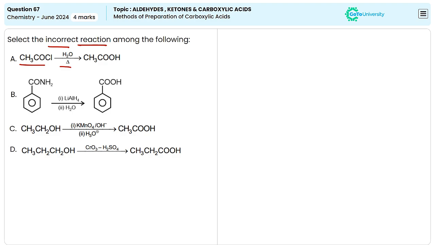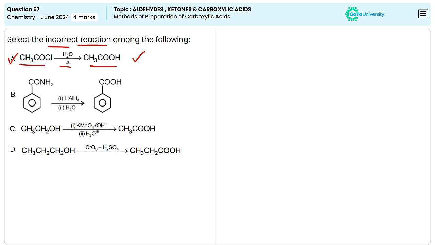On heating with water, they are producing acetic acid. This is a correct reaction because the acyl chlorides on heating with water can convert into carboxylic acid. So option A is a correct reaction. And the second reaction is given as an amide.